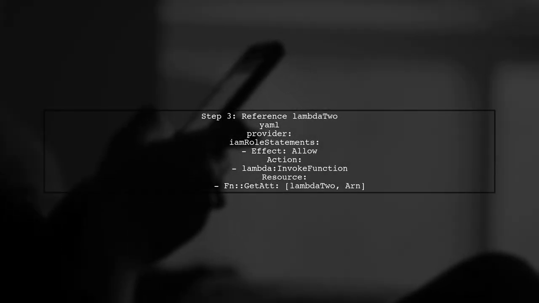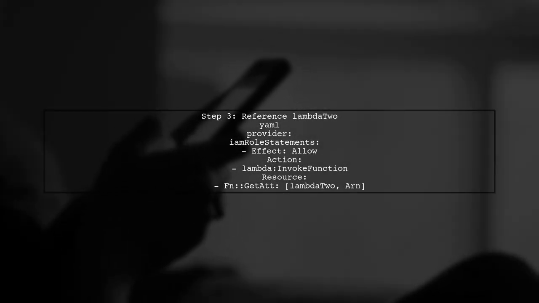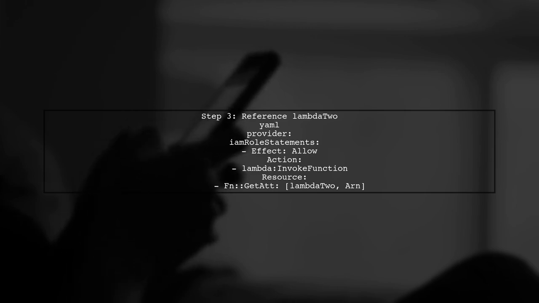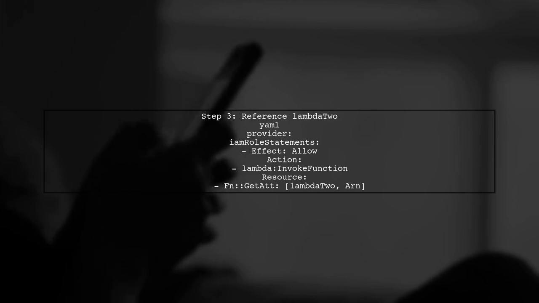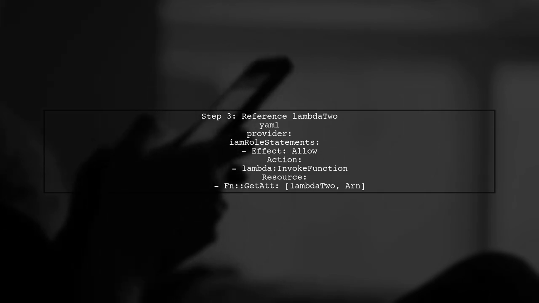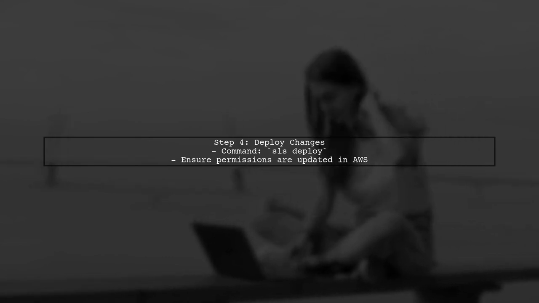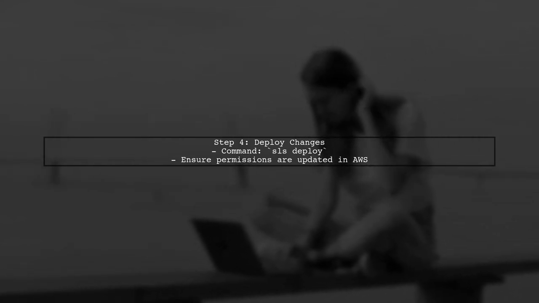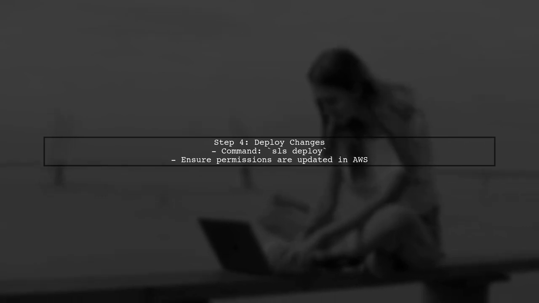Next, ensure that the resource ARN for Lambda 2 is correctly specified. You can reference the function directly using the serverless framework's built-in syntax. Finally, deploy your changes using the serverless framework. Run the command SLS deploy in your terminal to apply the updated permissions.